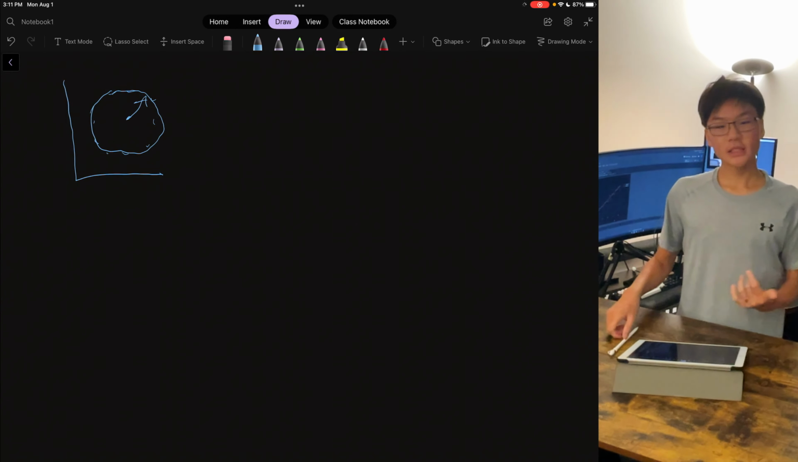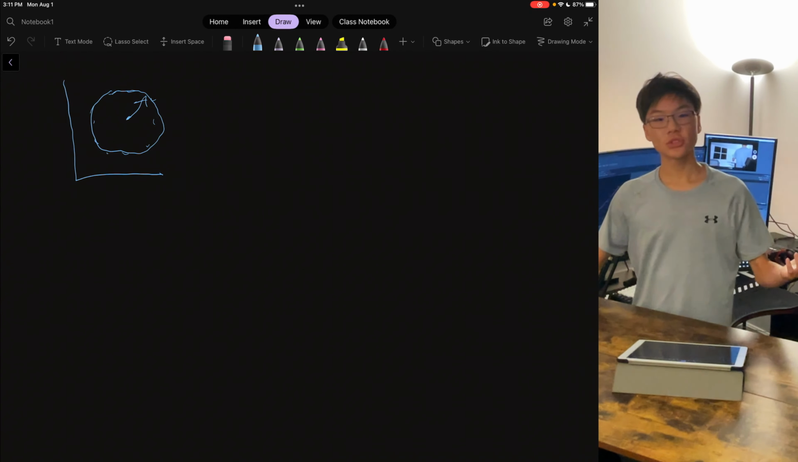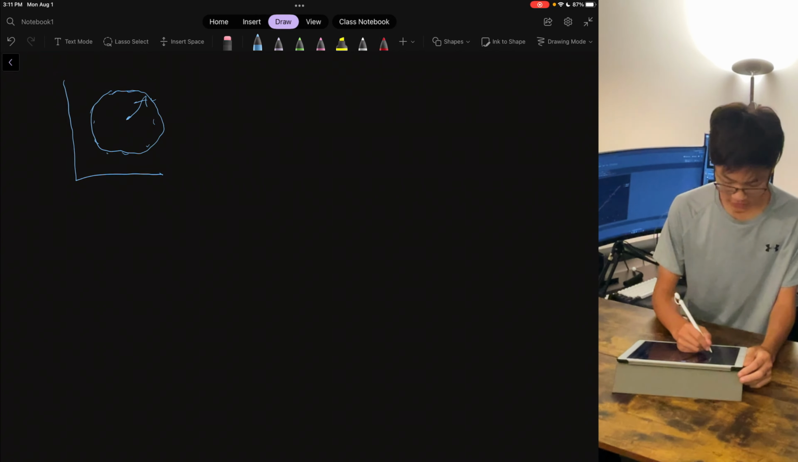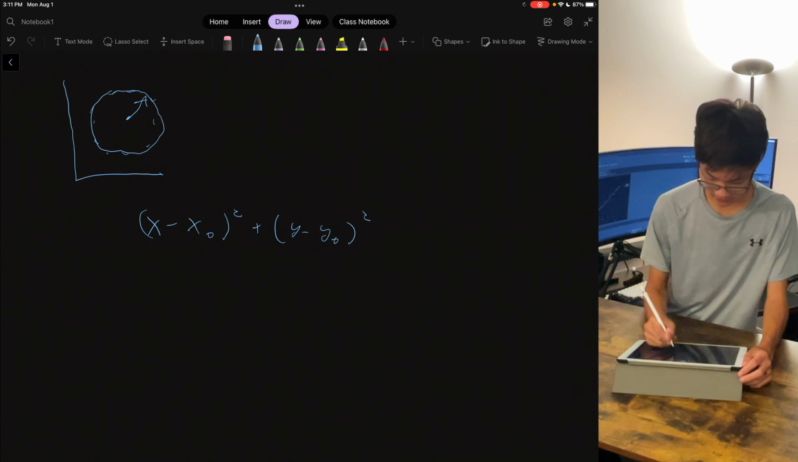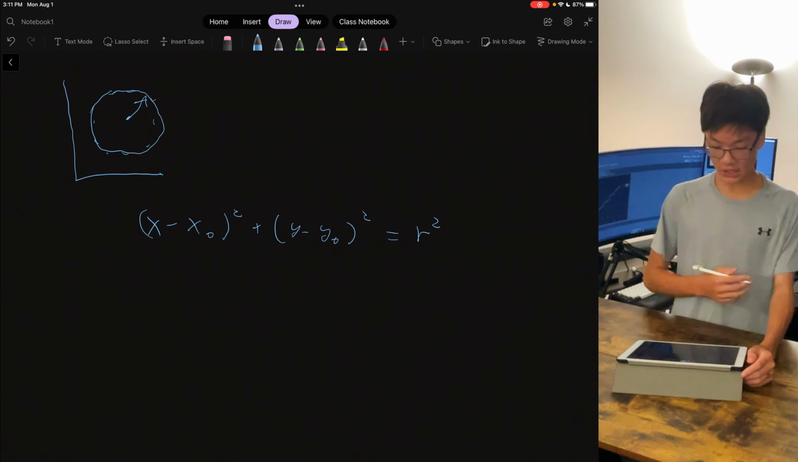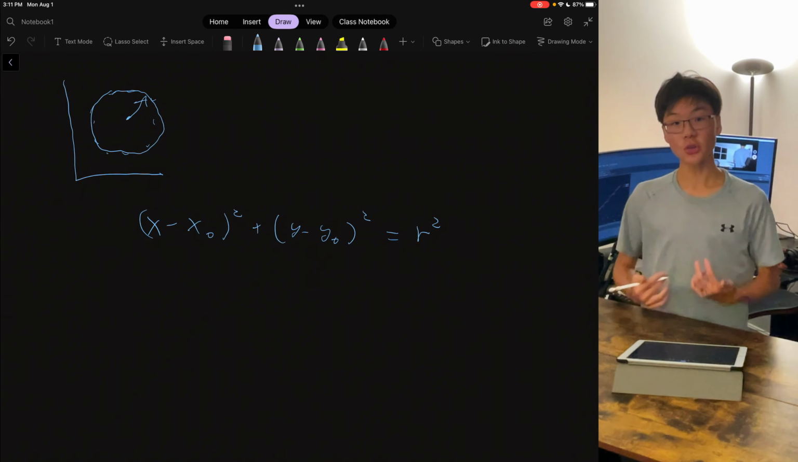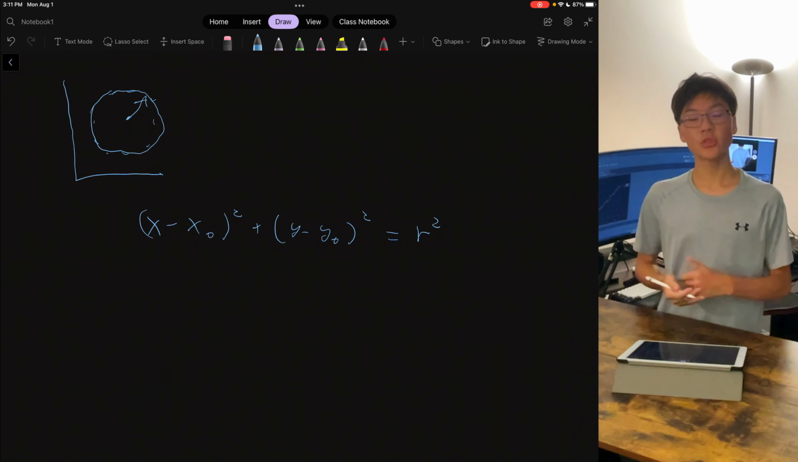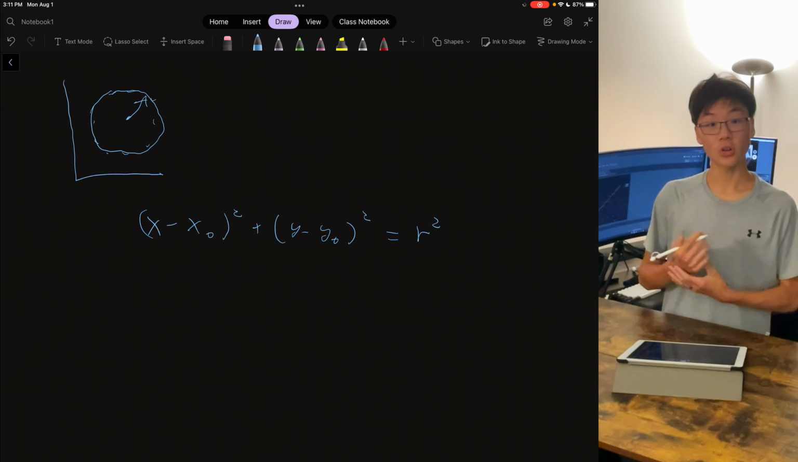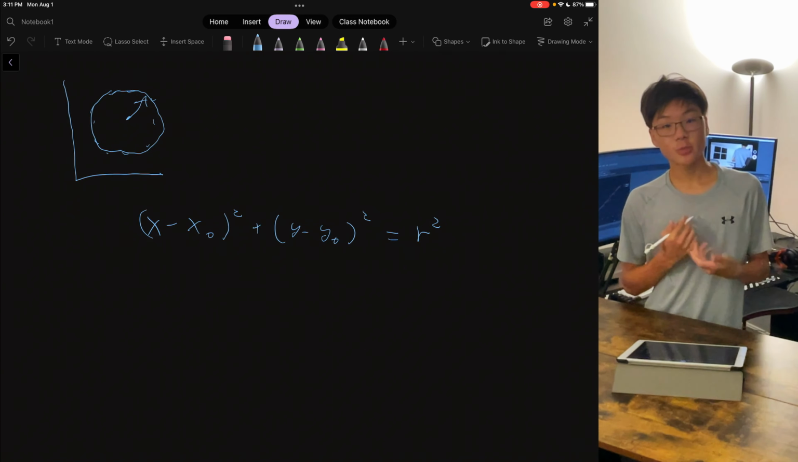So to start out, we need the equation of a circle. The equation of a circle is going to be (x minus x naught) squared plus (y minus y naught) squared, and that's going to be equal to r squared, with x naught and y naught being the center of the circle and r being the radius. Well, we know our x and y values, but we don't know our x naught, y naught, and r squared values. So we can actually expand this out.